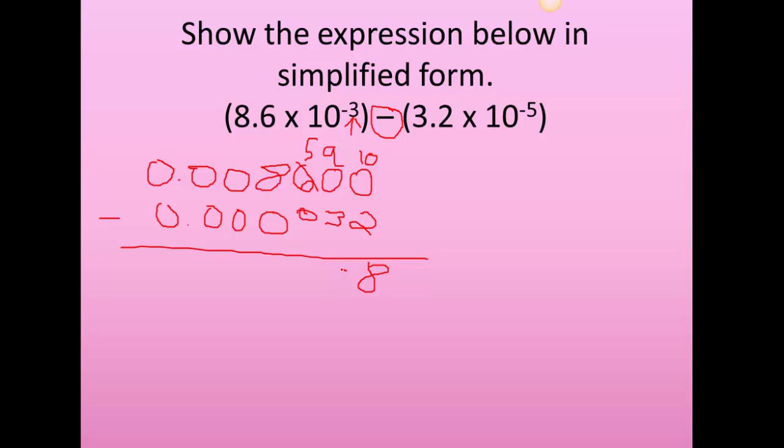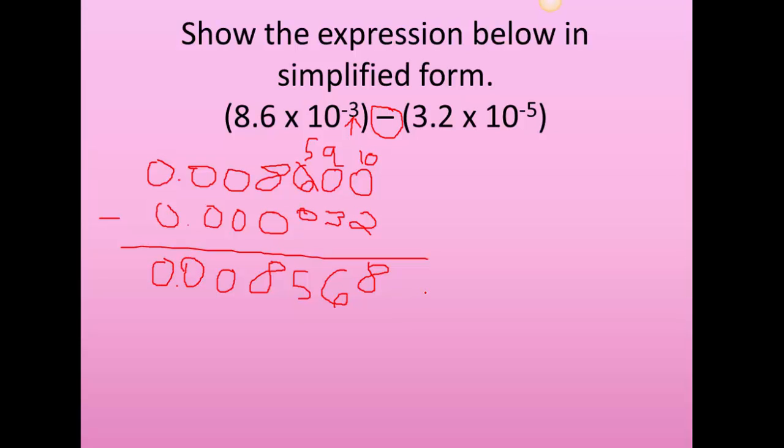3 from 9 is 6. 0 from 5 is 5. And 0 from 8 is 8. We still got these 2 zeros here, so you cannot forget about writing those down.